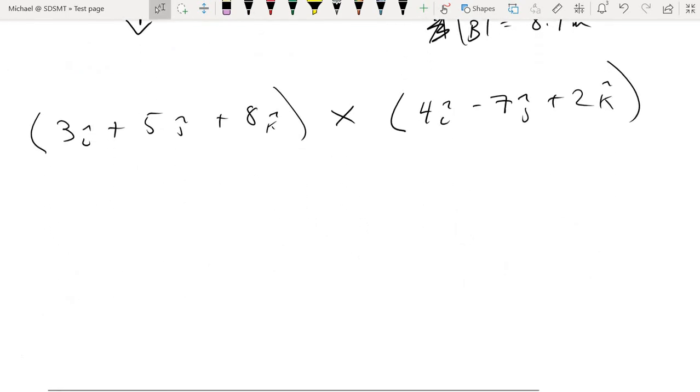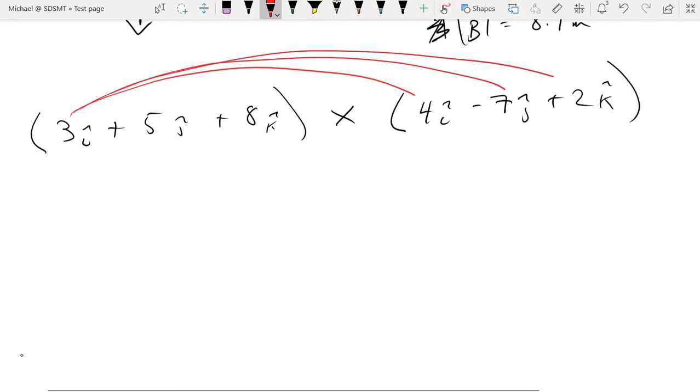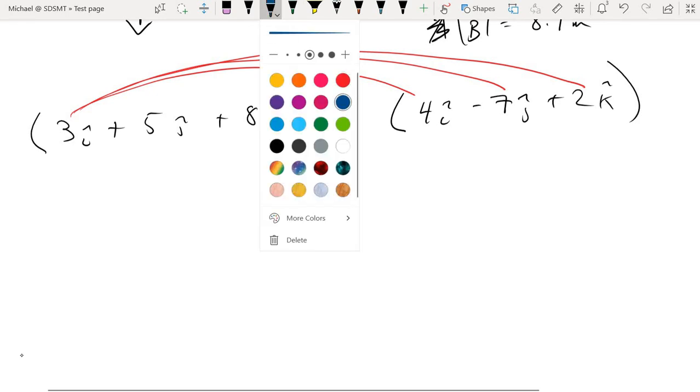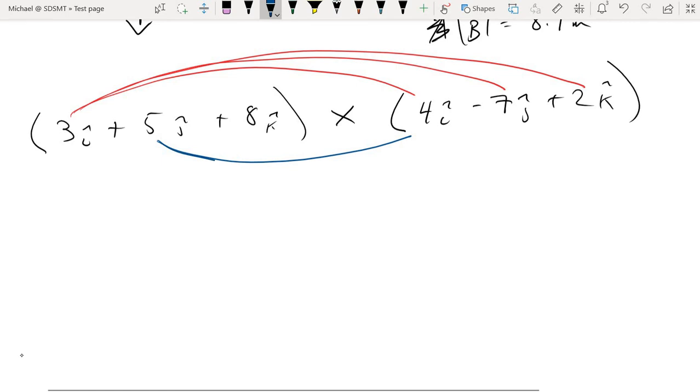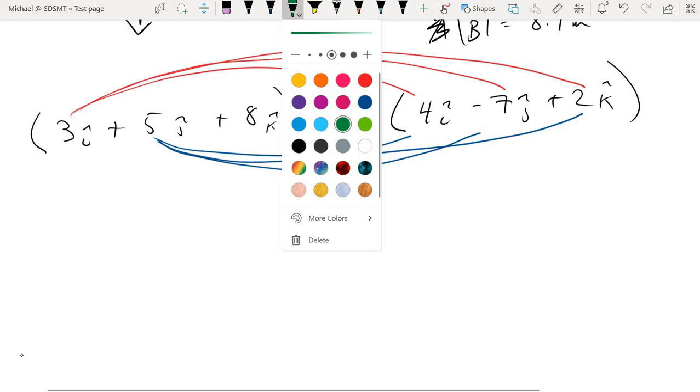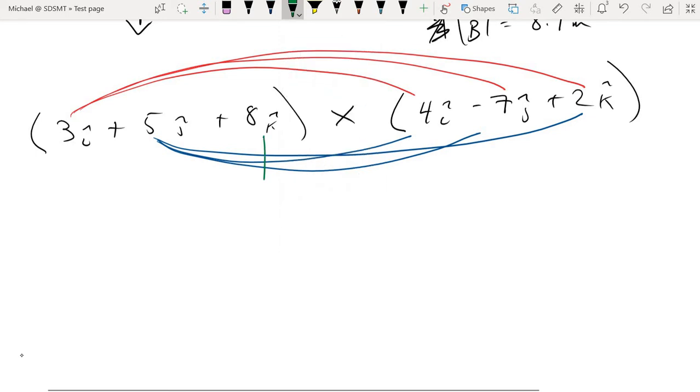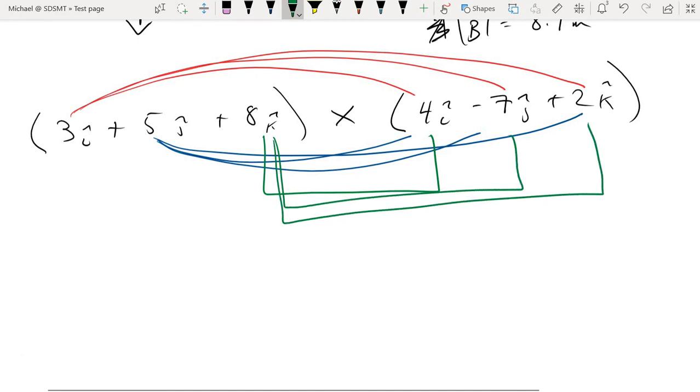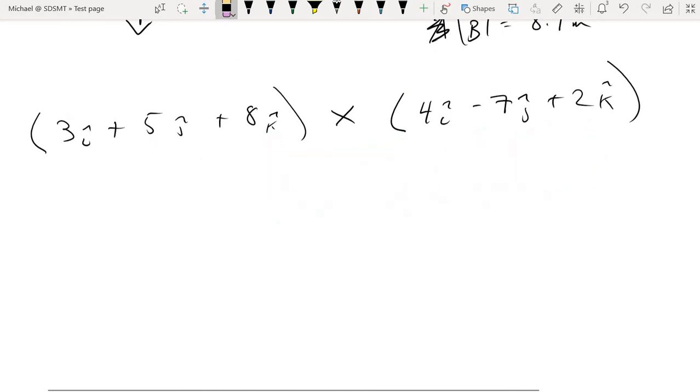And so what's going to happen here is that the x component of vector A will have to be crossed against every component of vector B. The y component of vector A will have to be crossed against every component of vector B. And then finally, the z component of vector A will have to be crossed against the z component of vector B. So that's a lot of stuff to do, but we can do that.